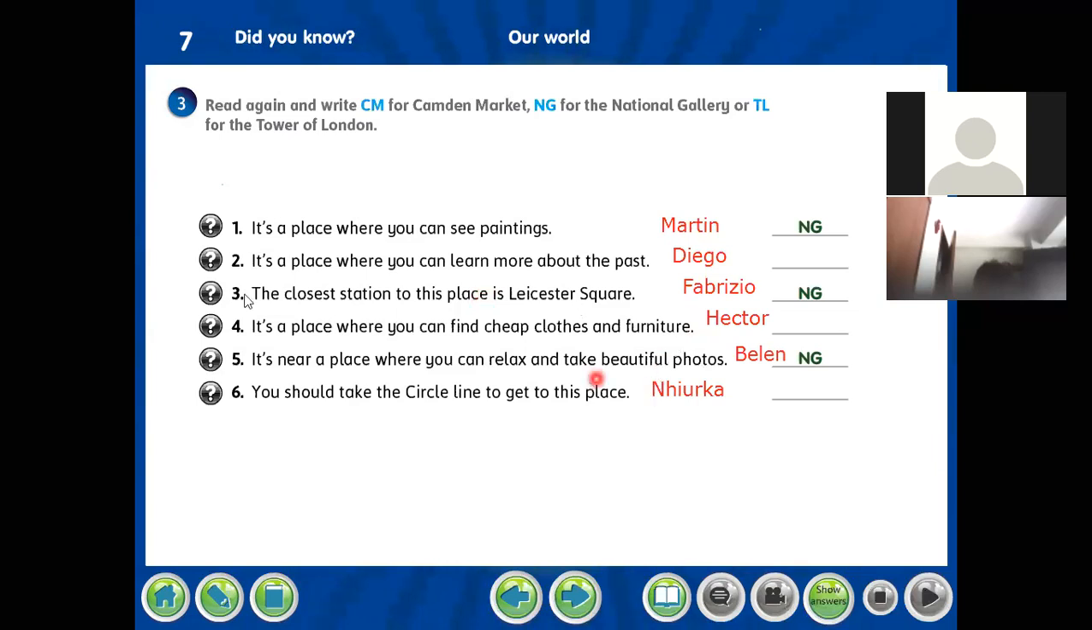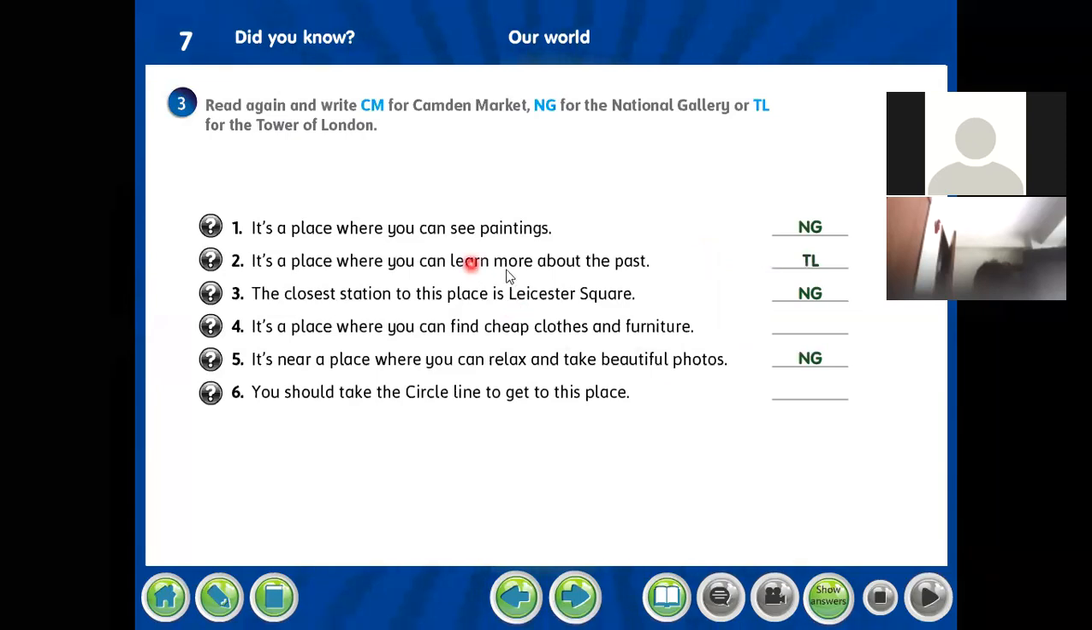Nurka, did you finish? I am workshop option B, please. Diego, please read number two. It's a place where you can learn more about the past. What place, can you repeat, please, Diego? What place is it? Camden Market, National Gallery, or Tower of London? Tower of London. Excellent, Diego, Tower of London, yes. You can learn history. History is the past, no?